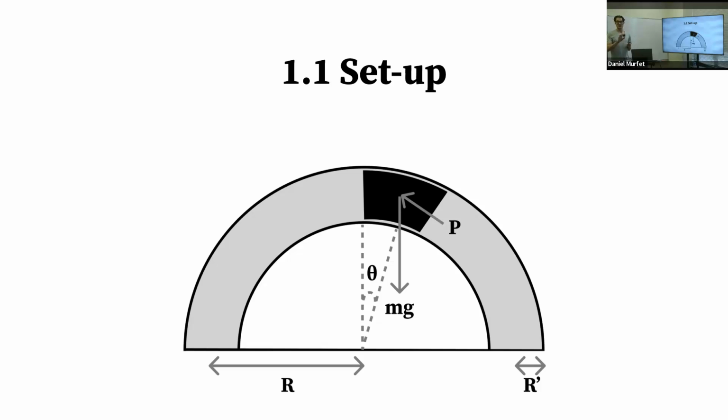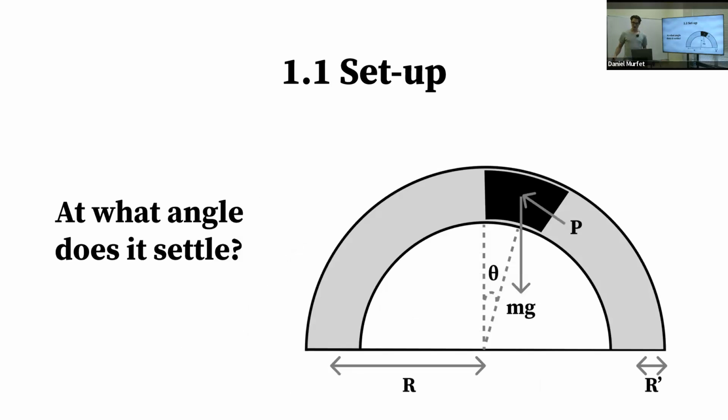It could, but the middle point is an unstable fixed point of this configuration. If you hit it, it'll settle slightly to the left or right. So that's the question we're trying to answer here: at what angle does it settle? Where is it stable?